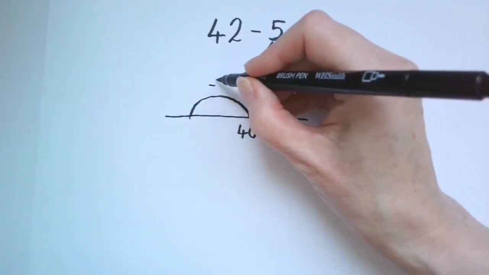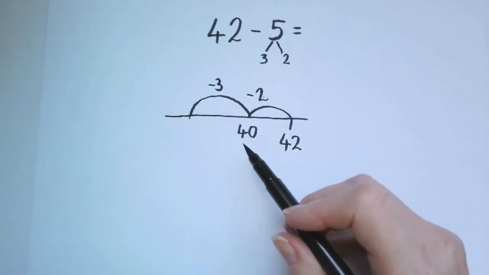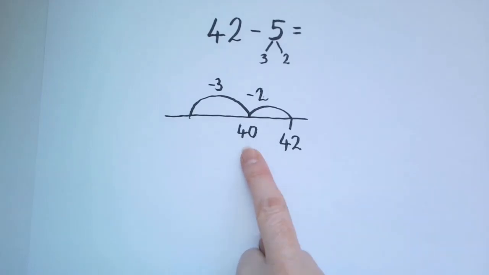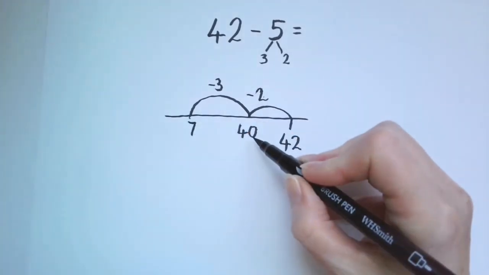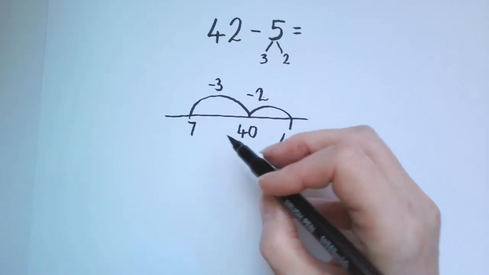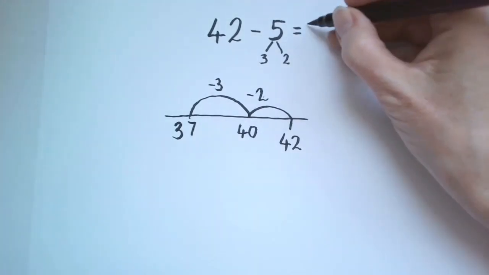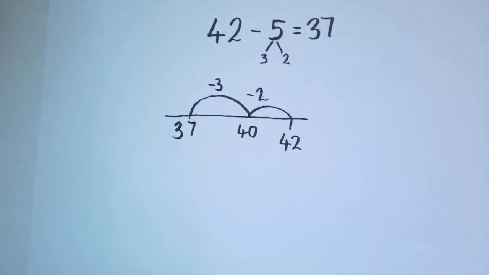So my next jump is to subtract 3. 40, subtract 3. Well, I can still use my number bonds for 10 because I'm thinking about 10 subtract 3 would be 7, but I'm actually subtracting it from 40. So I know I'm going to have 3 tens left as well. So 42 subtract 5 would equal 37.